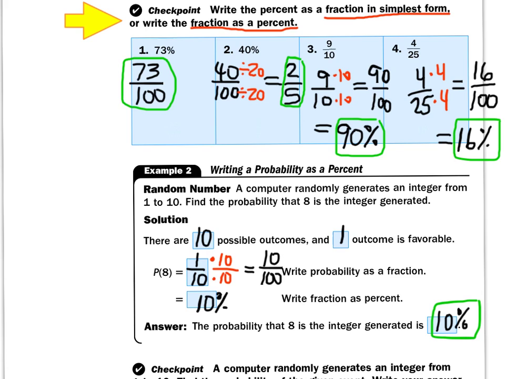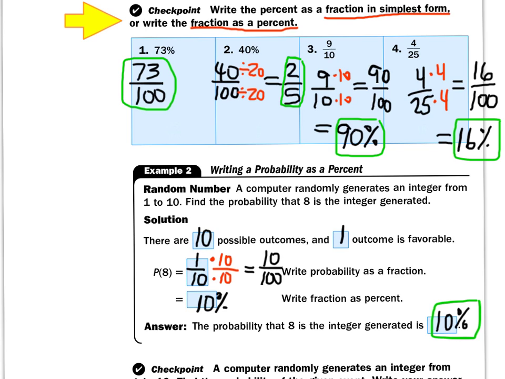Okay, take a look at example 2. It's probability as a percent. So a computer randomly generates an integer from 1 to 10. Find the probability that 8 is the integer generated. So there are 10 possible numbers that could happen, 1 through 10. But there's only one that we want, the number 8. So that I would write the probability of picking 8 is 1 out of 10.